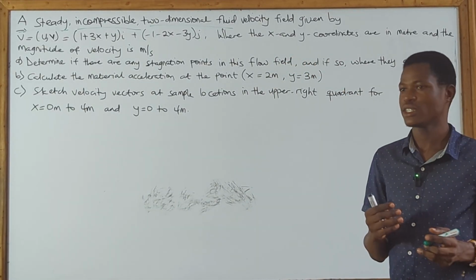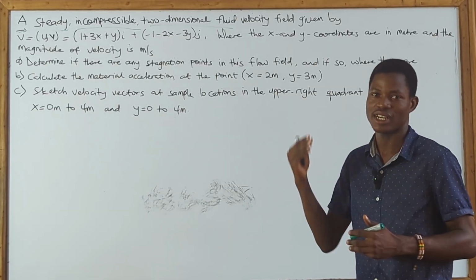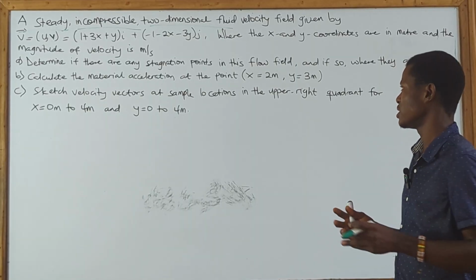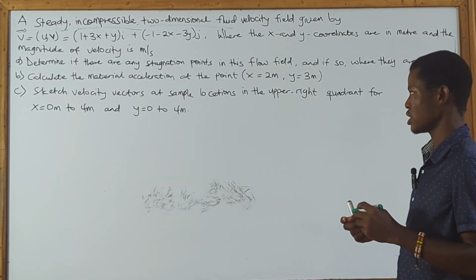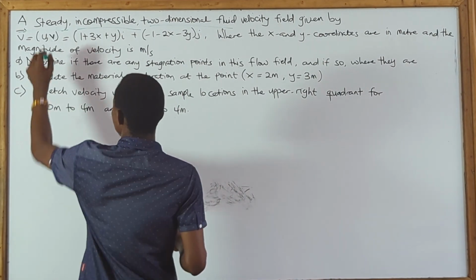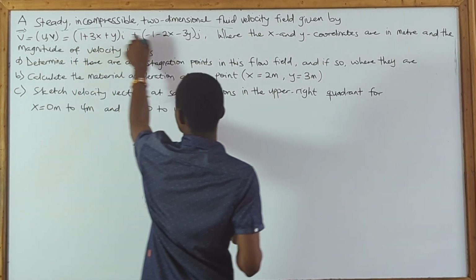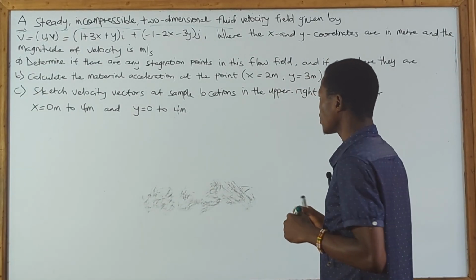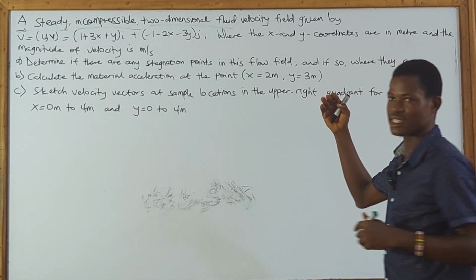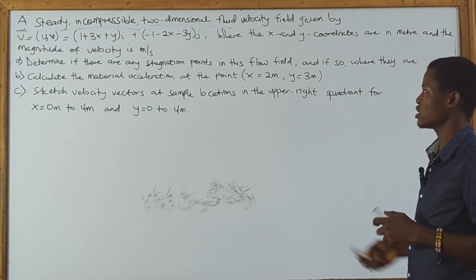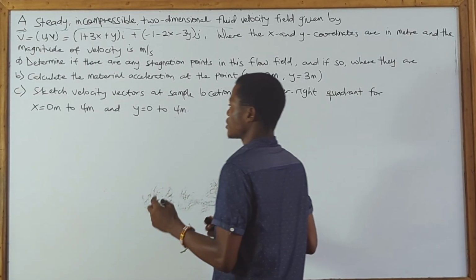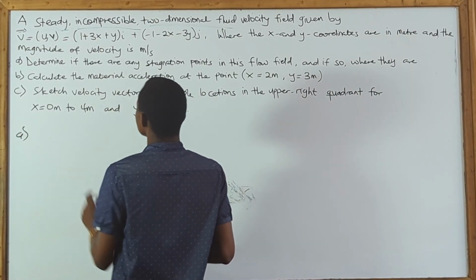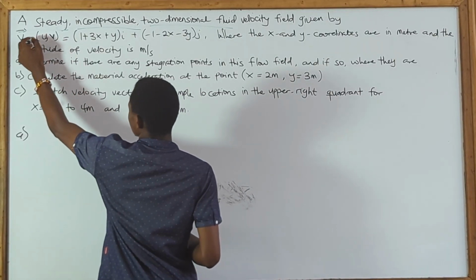For the first question, in order to help us solve, we have to understand what stagnation means. In simple terms, it means the velocity at that point is equal to 0. So we are going to make the velocity at this point equal to 0, and if there are particles at that velocity, it means there is stagnation. Let's go ahead and solve the first one, that's A.